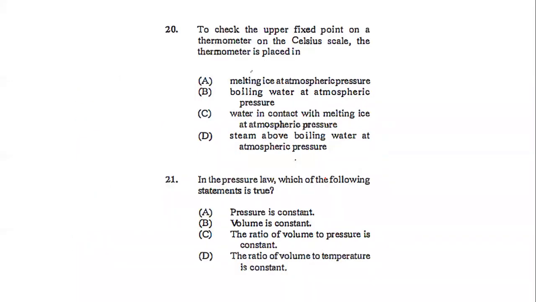Question 20. It says here to check the upper fixed point on a thermometer on the Celsius scale. What do we do with the thermometer? We place it in melted ice at atmospheric pressure, boiling water at atmospheric pressure, water in contact with melting ice at atmospheric pressure, or steam above boiling point at 100 at atmospheric pressure.